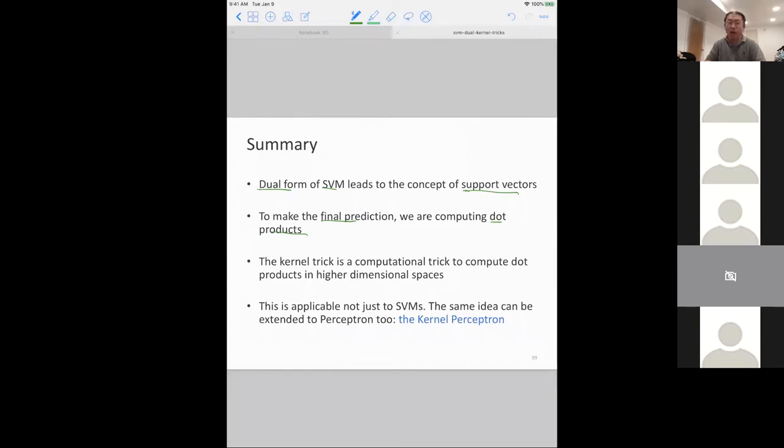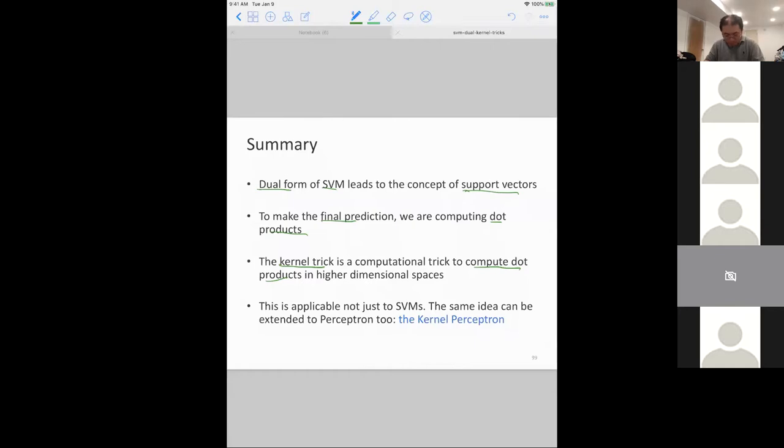And then we talked about how to extend this linear classifier to a nonlinear classifier by nonlinear feature mapping. And then the computational issue comes out, because nonlinear feature mapping into a very high dimensional or even infinite dimensional feature space is very, very costly. We want to avoid it. That's where the kernel trick was invented. The kernel trick is a computational trick to compute the dot product in high dimensional space.